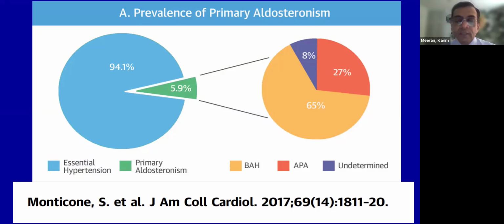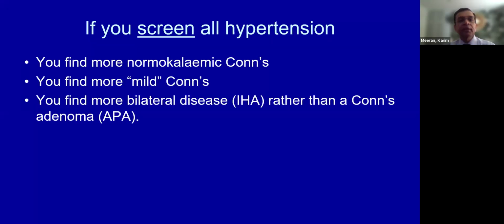And 2/3 are bilateral. And the teaching up to now has been, if it's bilateral, they need medical treatment, okay? Now, the thing is, if you start screening hypertension, you're going to find more mild disease, more normal potassium, and it is correct to say that some Conn's patients are normokalemic. But within that group, there's going to be more bilateral disease than a Conn's adenoma, and some people argue there's no point looking for those people because it's bilateral, the treatment's going to be medical anyway. Why not just give them spironolactone and miss out all this time-wasting nonsense, okay?